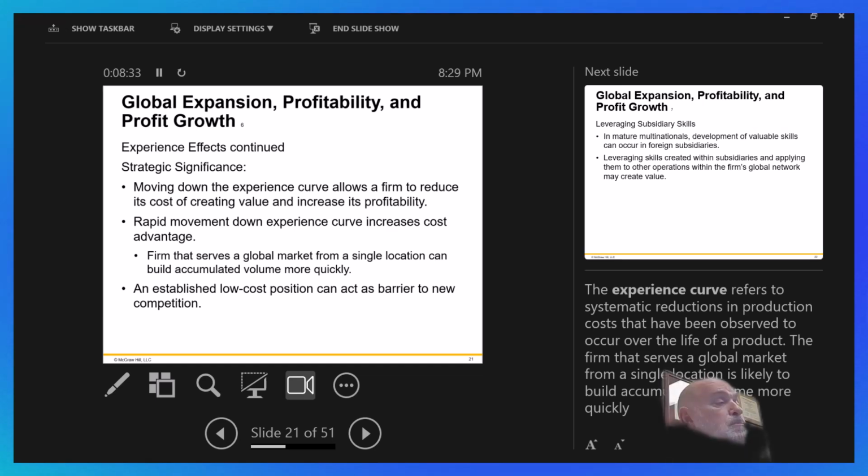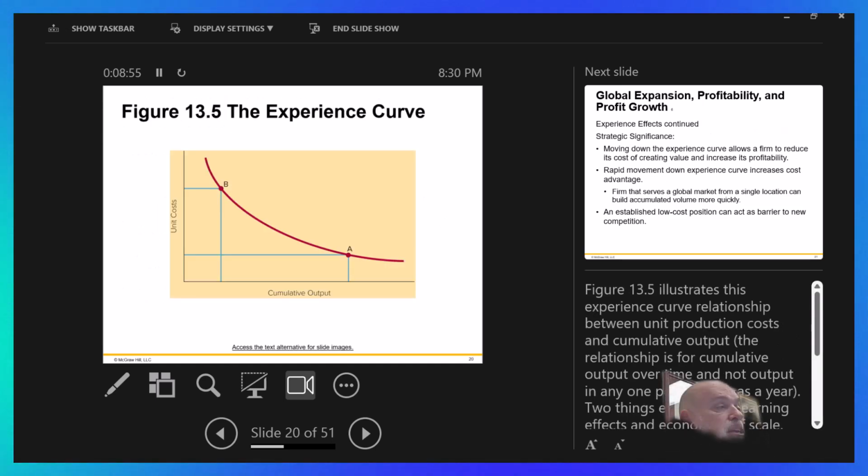Strategic significance. Moving down the experience curve allows a firm to reduce its cost of creating value and increase its profitability. Rapid movement down the experience curve increases cost advantage. Firms that serve a global market from a single location can build accumulated volume much more quickly. An established low-cost position can act as a barrier to new competition. Here's the experience curve again: unit costs go down significantly as cumulative output increases.